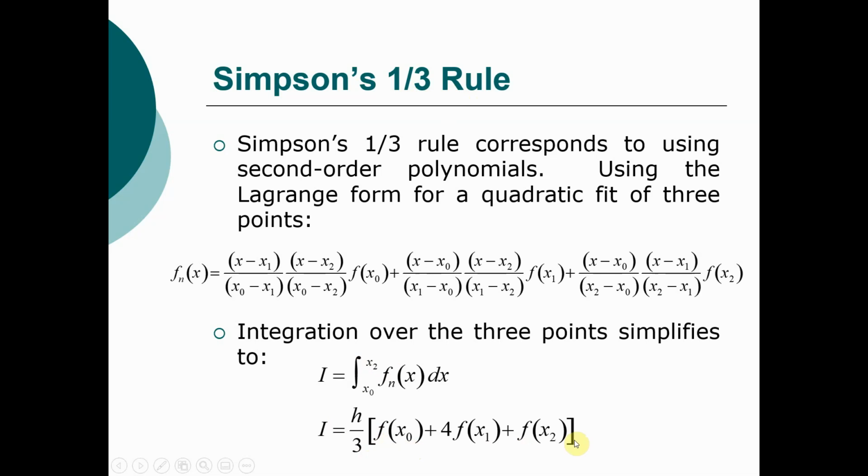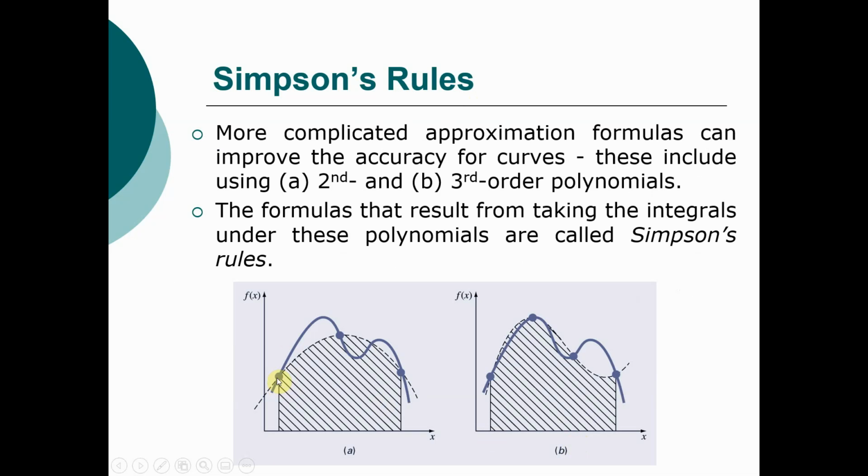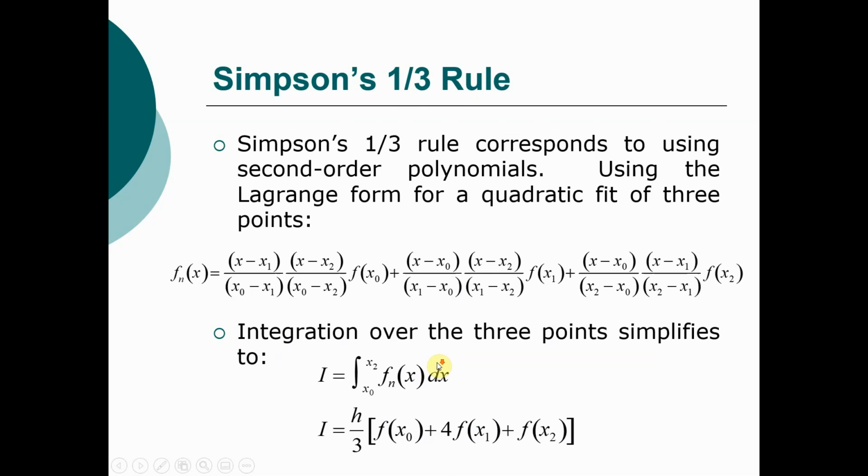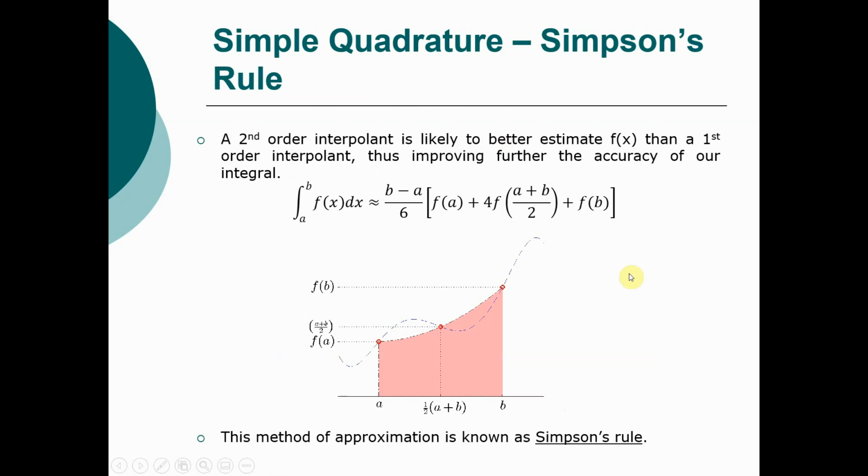F of x0 is going to be this value. F of x2 is going to be this value. And f of x1 is going to be this value, right? So this would be an approximation for the area below the curve. This is called Simpson's 1/3 rule.